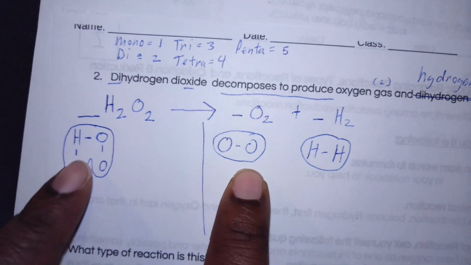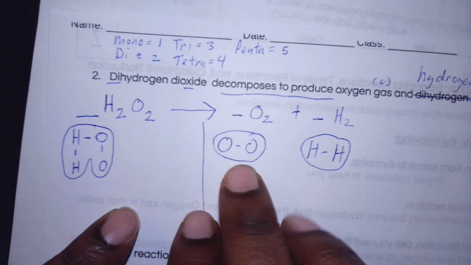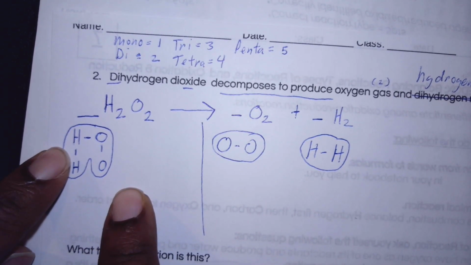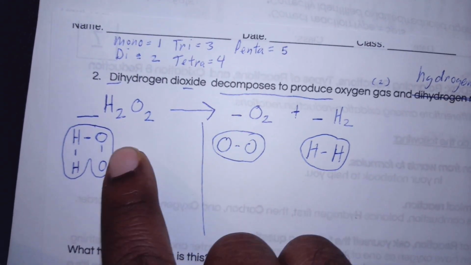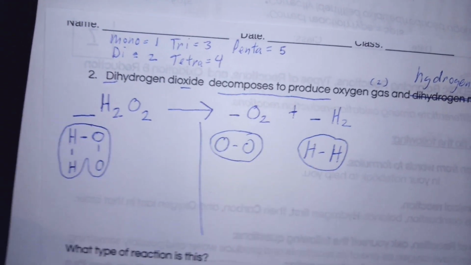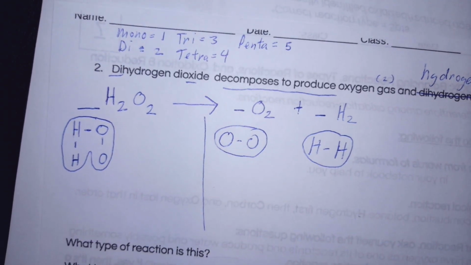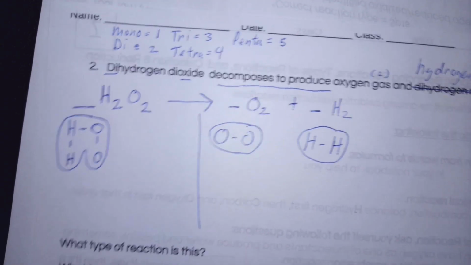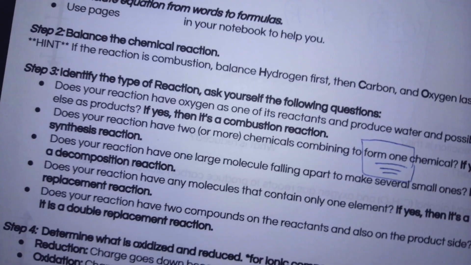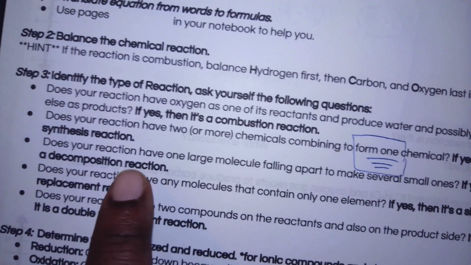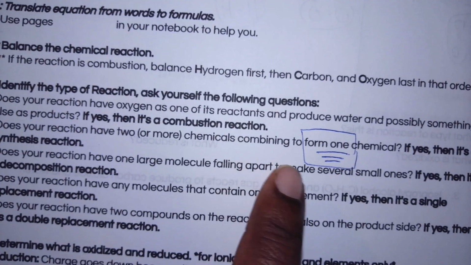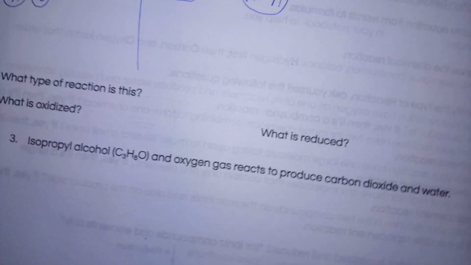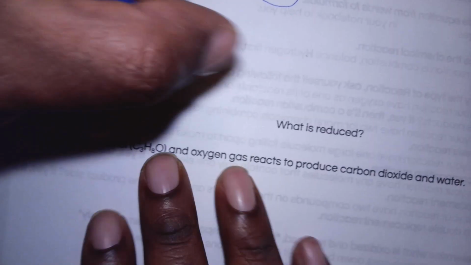So now we need to see if it's following the rules of chemical reactions, the law of conservation of mass in nature. So 2 hydrogens here, we have 2 here. We have 2 oxygens to begin with, we have 2 at the end. So there is actually no need to double anything. This is a direct split up of these atoms. So when that happens, does your reaction have a large molecule falling apart to make several small ones? Yes. This is decomposition. So that's what this is going to be. Decomposition.